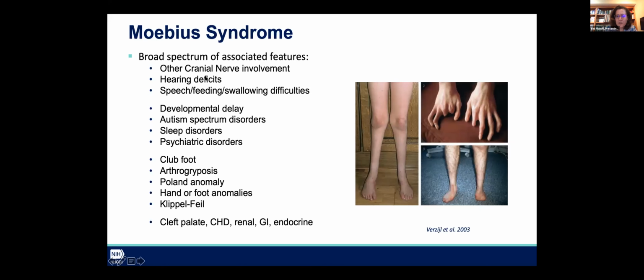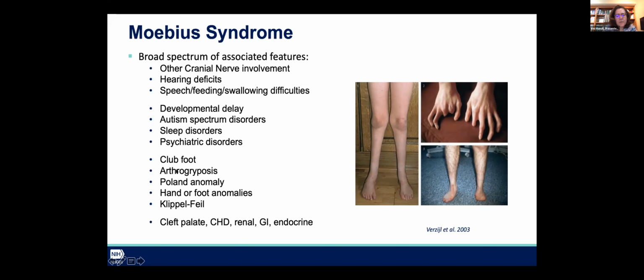So many times there are other cranial nerves involved, especially the lower cranial nerves that move the tongue and affect speech, feeding, and swallowing difficulties for the kids. Cranial nerve 8, hearing deficits can occur. A small percentage of subjects have intellectual disability, autism spectrum disorders. Many have sleep issues and psychiatric behavioral issues, but the majority is intellectually intact and normal, very bright subjects.